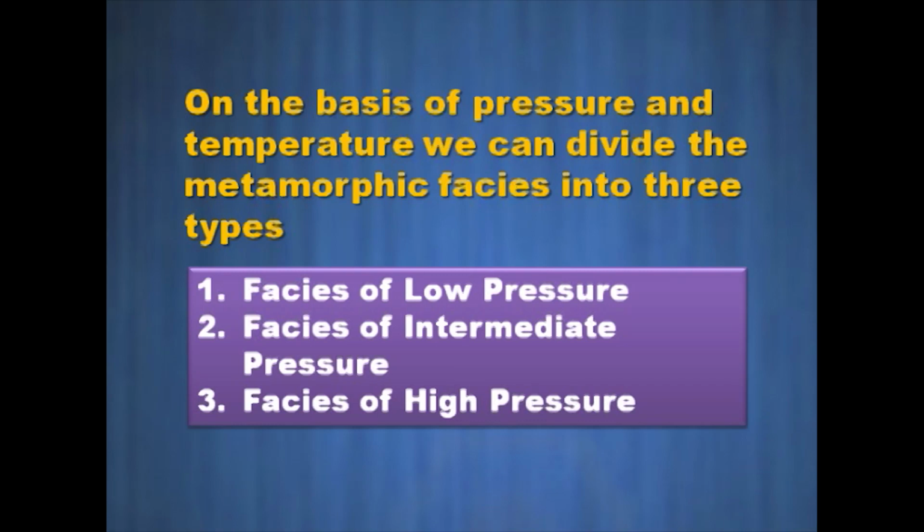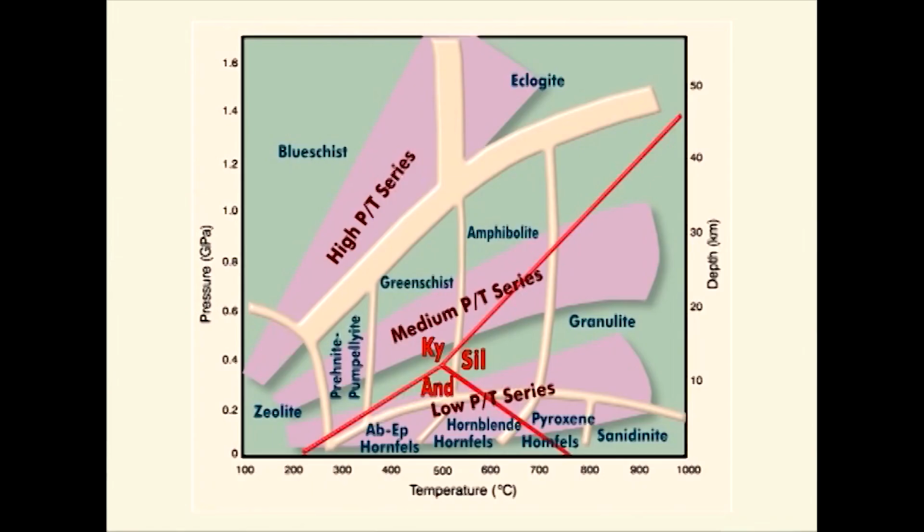Regional metamorphism is a metamorphism that occurs over a broad area. Most regionally metamorphosed rocks occur in areas that have undergone deformation during orogenic events, resulting in mountain belts that later have been eroded to expose the metamorphic rocks. On the basis of pressure and temperature, we can divide the metamorphic facies into three types: first, facies of low pressure; second, facies of intermediate pressure; and third, facies of high pressure.